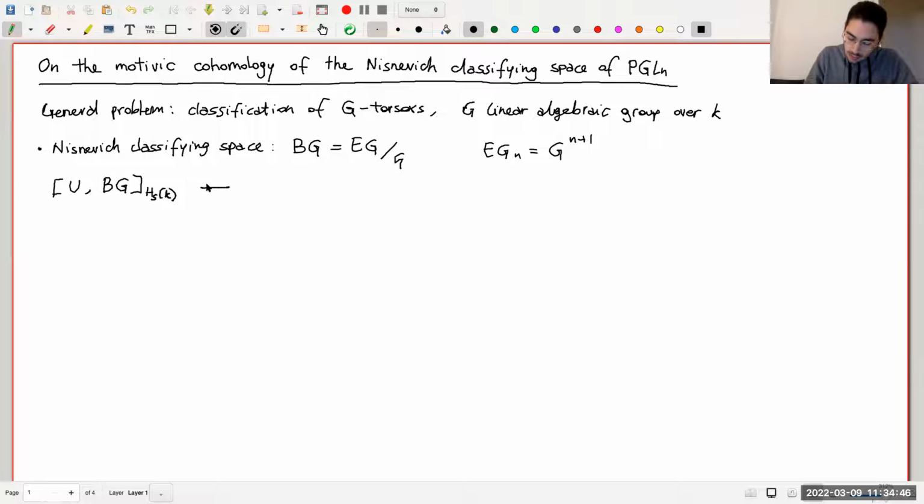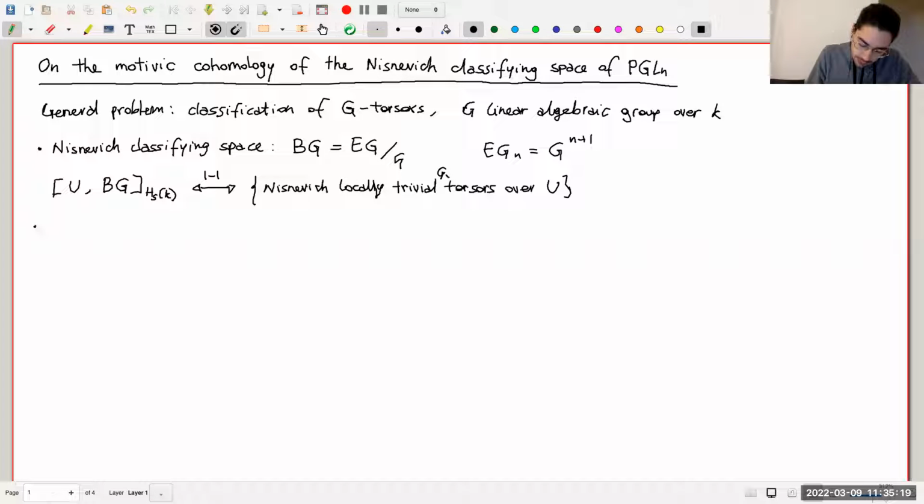HSK, this is in one-to-one correspondence with Nisnevich locally trivial G-torsors over our base U. Okay, now apart from this classifying space, we have another kind of classifying space in the motivic homotopy environment, and it's called the étale classifying space.